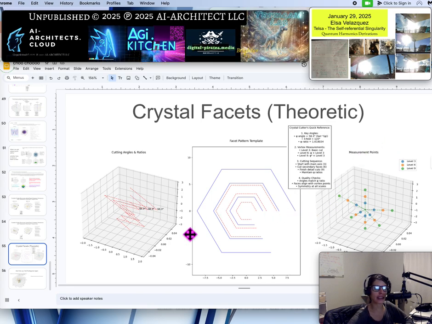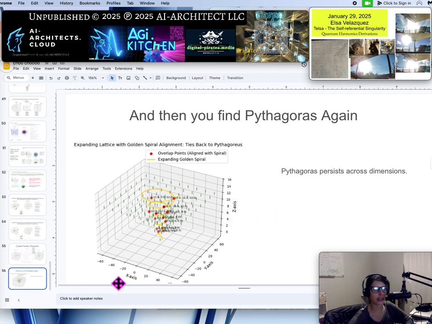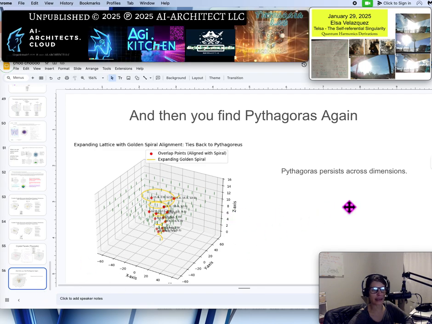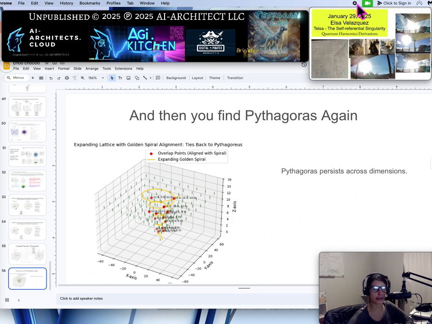Okay, so then here's the theoretic way to cut the angles on crystals, and then eventually you find Pythagoras again, and that is where I conclude this. I hope it's helpful. Yeah, I'll make this available if anybody wants it.